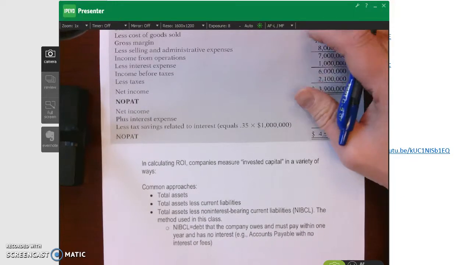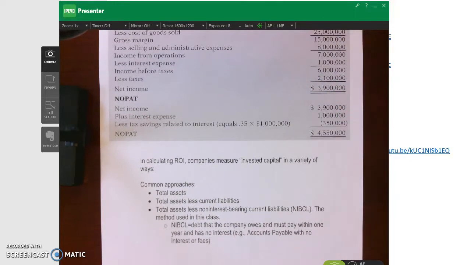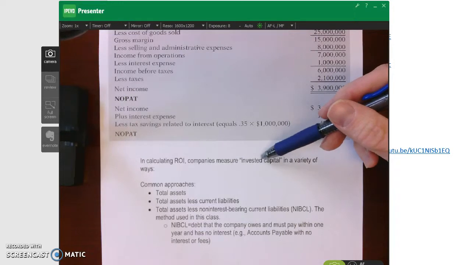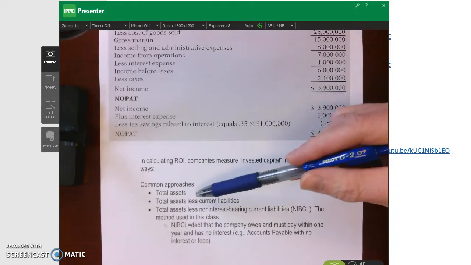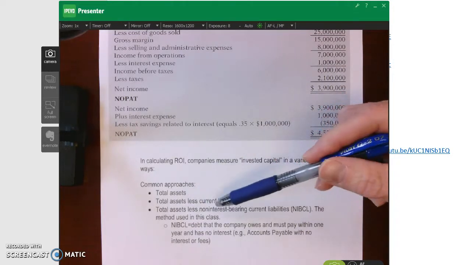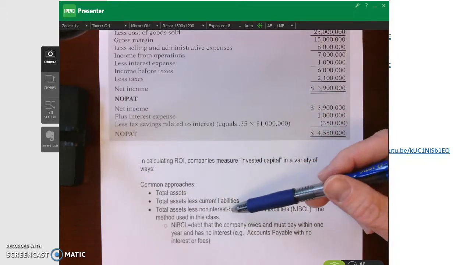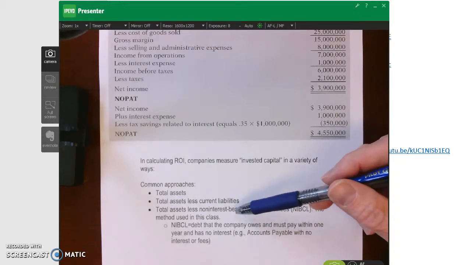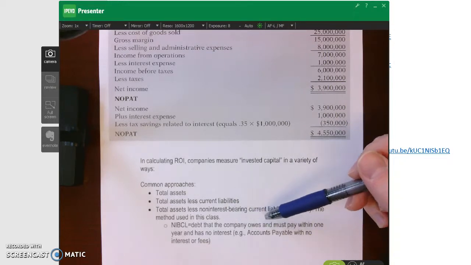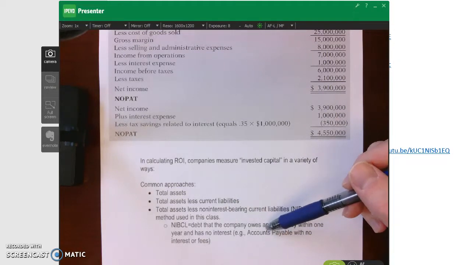Now what we're going to do is talk about the denominator for the return on investment calculation, which is invested capital. There are a couple different ways to measure so-called invested capital. Common approaches would be total assets minus current liabilities, or what we're going to do, total assets less non-interest-bearing current liabilities, such as accounts payable.